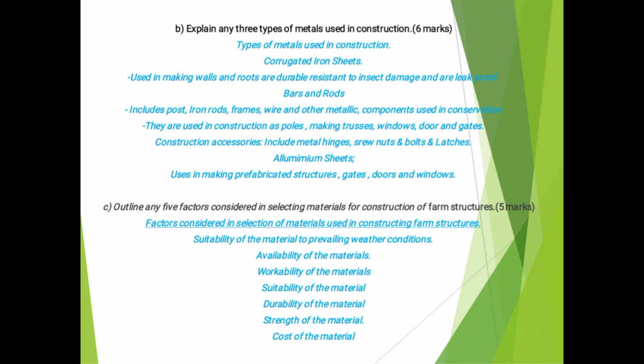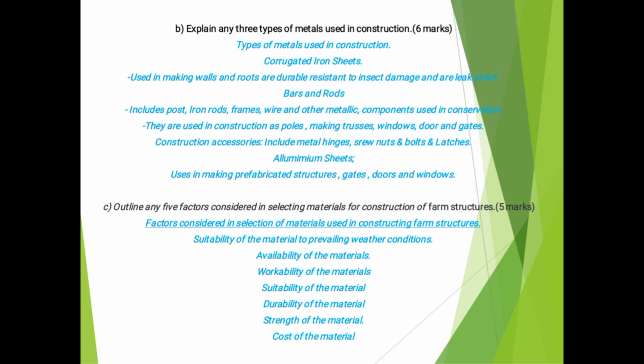Part C. Outline any 5 factors considered in selecting materials for construction of farm structure. When selecting farm construction materials, we have to check the suitability of the material to prevailing weather conditions, then also check on the availability of the materials, workability of the materials, durability. How long can that material stay? Strength of the material. Can it do that work which you want it to do? And then the cost of the material? Is it affordable according to your pocket?